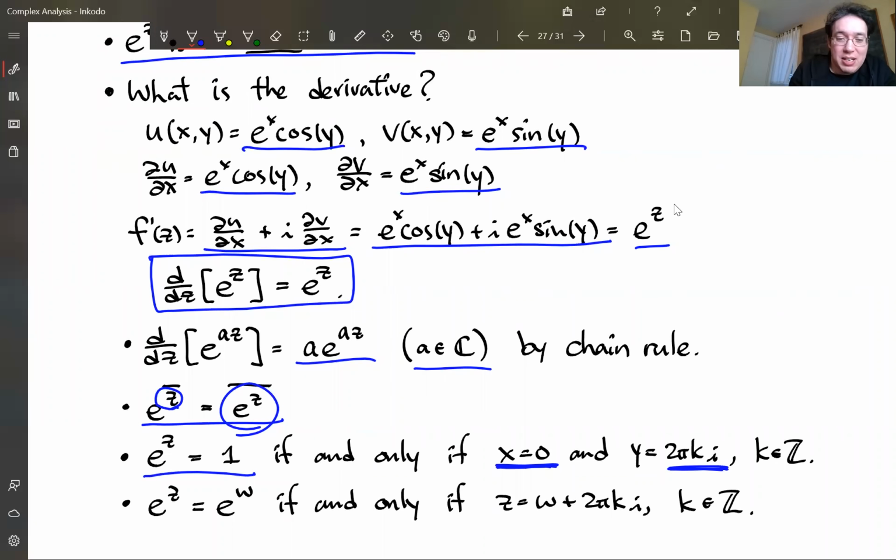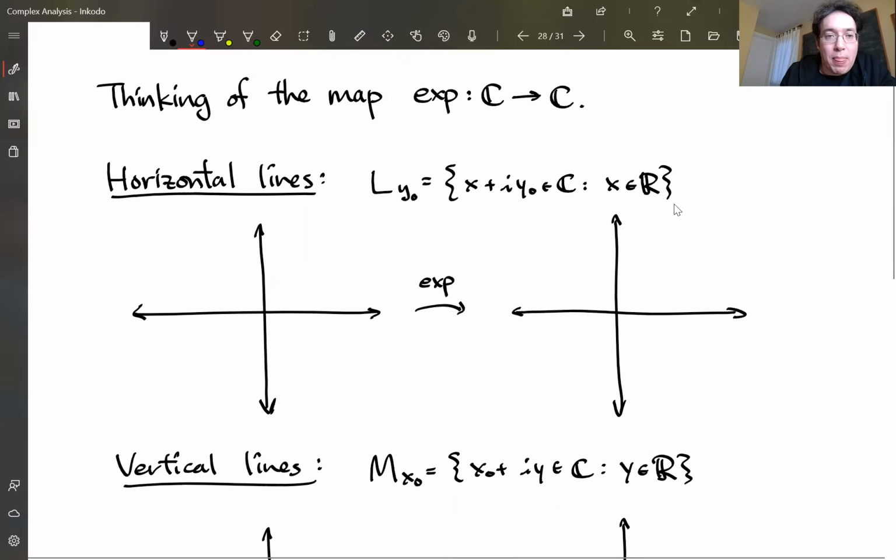Okay. This translates to: two complex exponential functions are equal to each other if and only if the real parts are the same and the imaginary parts could possibly be off by a multiple of 2 pi i. Okay. So this is very important. I want you to understand what the function is doing visually, like geometrically. So I want you to follow along with me.